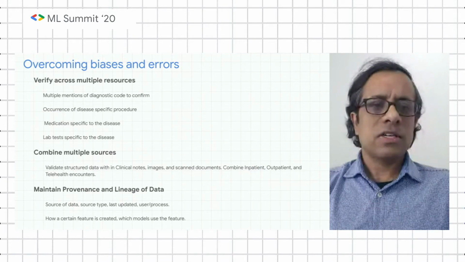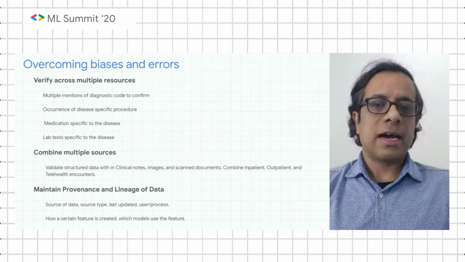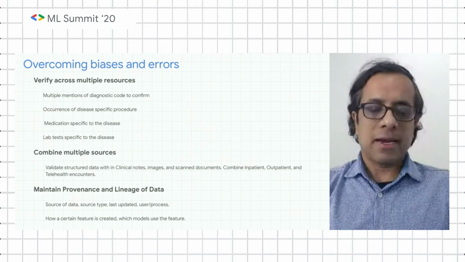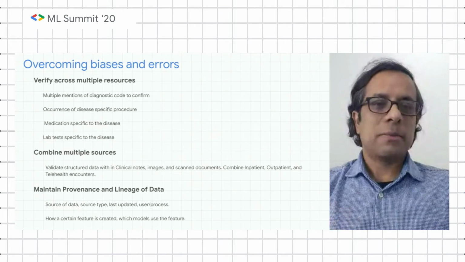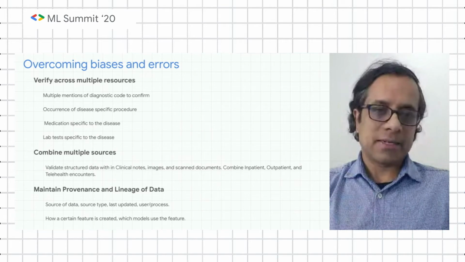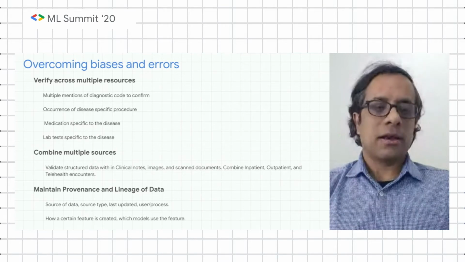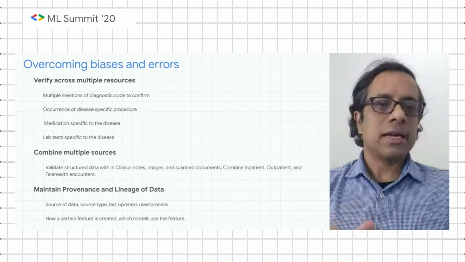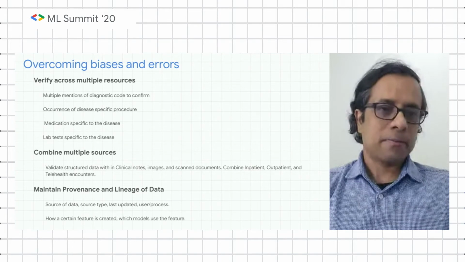First is always verify across multiple resources. For example, if you're looking for diabetic patients, don't just look at the diagnostic code. Maybe look at multiple diagnostic codes present, or you can look at medications, you can look at lab results. So triangulating across multiple sources will help avoid the bias.